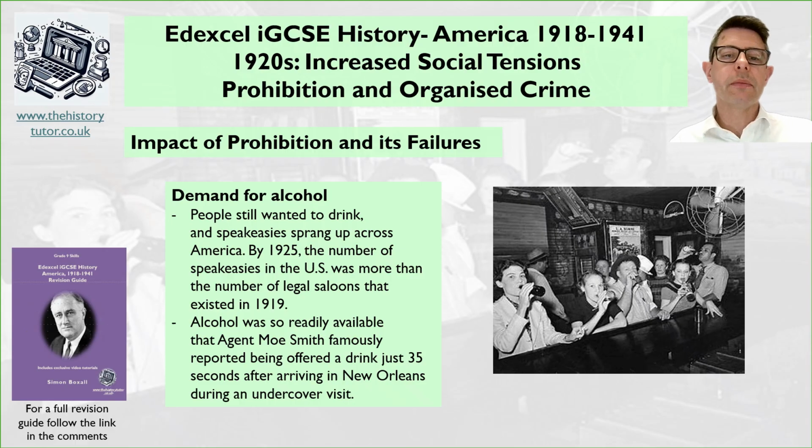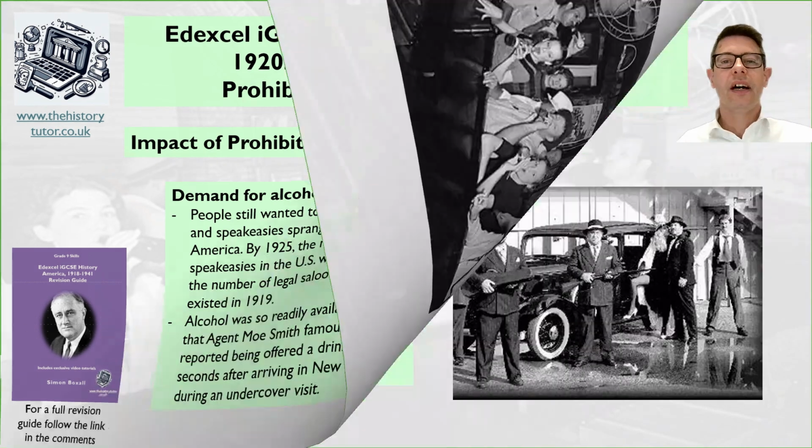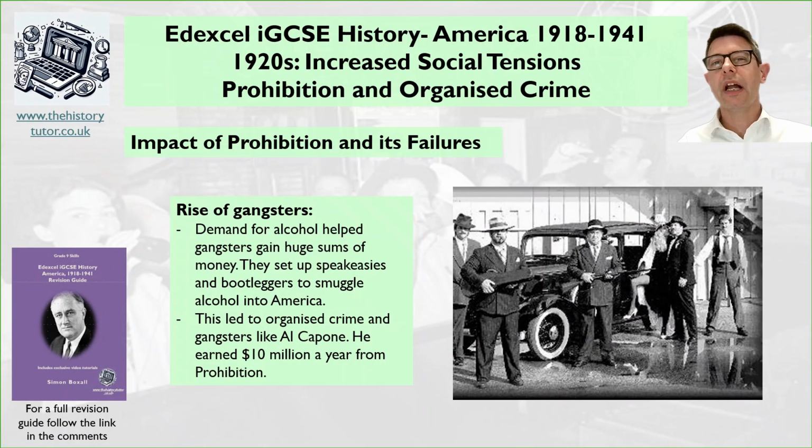Alcohol was so freely available, it took agent Mo Smith only 35 seconds to be offered alcohol in a visit to New Orleans. Another problem of prohibition, and of course its failure, was the rise of crime, particularly gangsters. Demand for alcohol helped gangsters gain huge amounts of money. They set up speakeasies and they had bootleggers to smuggle the alcohol into America. This led to organised crime and gangsters like Al Capone.